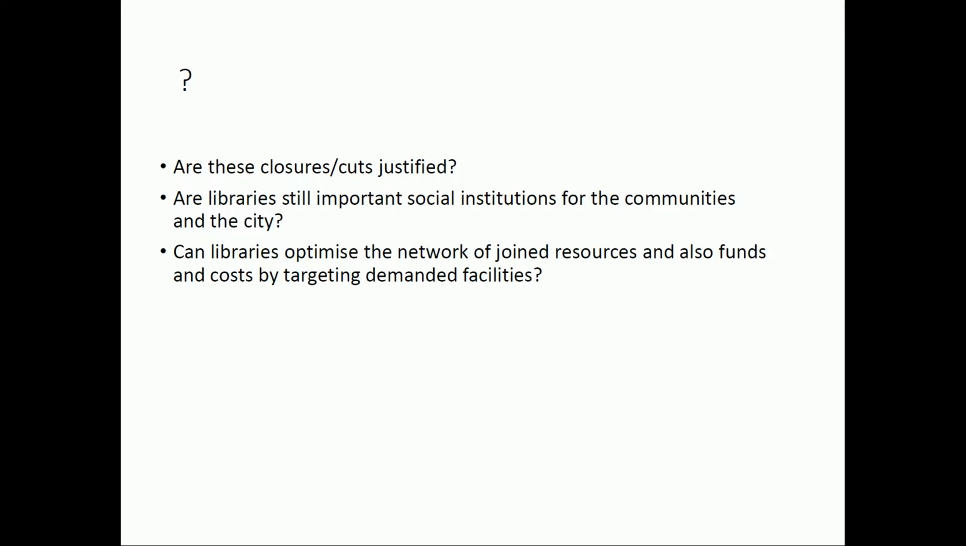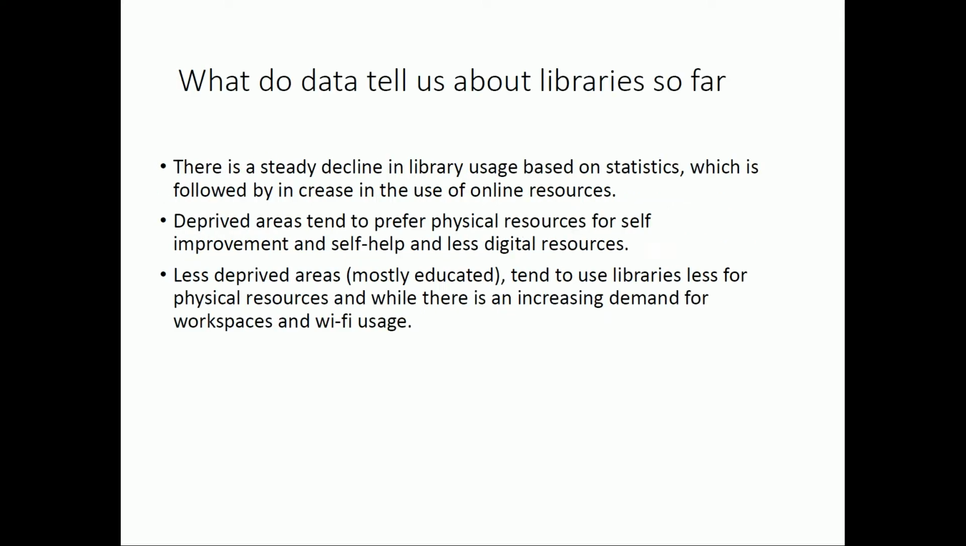These are questions that have popped up from talking to multiple organizations. And what we're doing with the Alan Turing and the libraries is adopting a data-driven approach. So we're collecting data to understand all these questions and if there are any reasons why these things happen. What data tells us so far is that there is a steady decline in library usage, which is followed by an increase in the use of online resources. So the more libraries digitize their stuff and put it online, the more people use it, and therefore the visits to the library drop. Deprived areas tend to prefer physical resources for self-improvement and self-help and less digital resources.